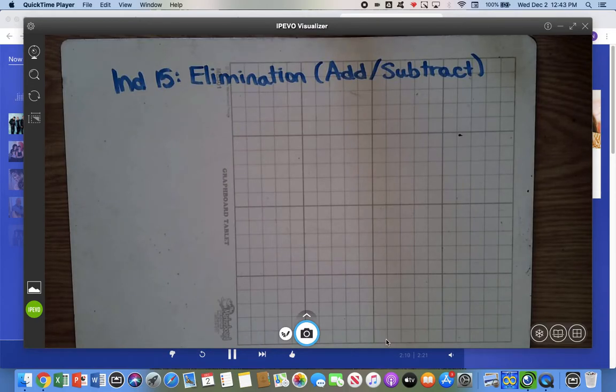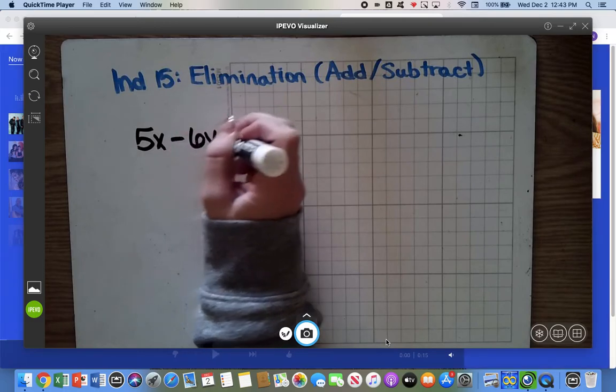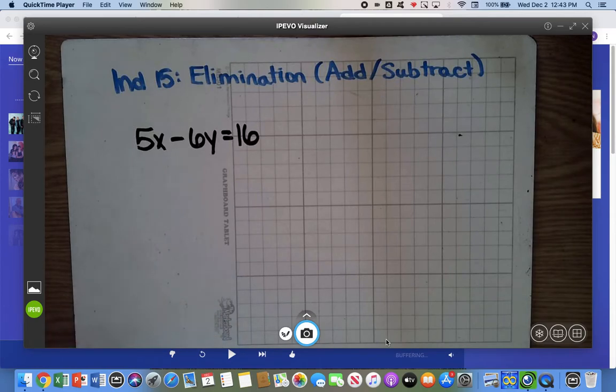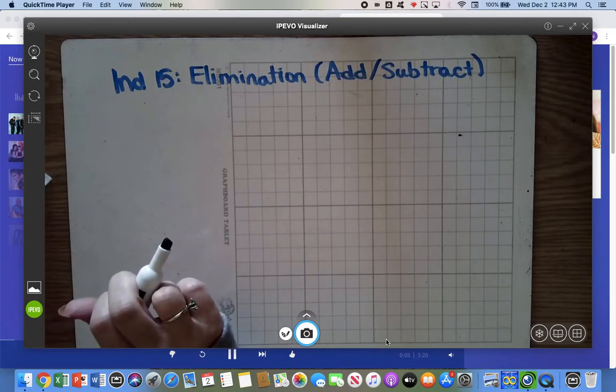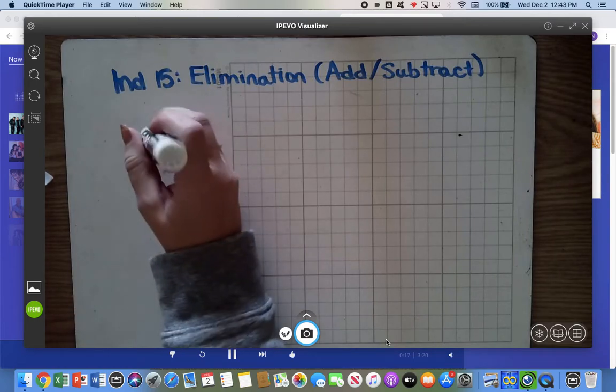Now, I want to find one that's a little bit better. Okay. 5x minus 6y equals 16. Oh, I don't want to do that one. Sorry. That comes out as a fraction. We don't want that. All right, how about this one?